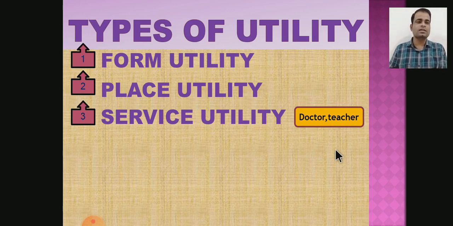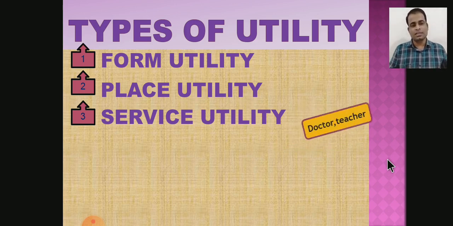So service utility means when personal services are rendered by some professionals to the other part of the society, and as a result utility increases. Such type of utility is called service utility. Here we may take many examples related to service utility. Service provided by a doctor to his patient, by a teacher to his student, by a lawyer to his client will be examples of service utility.